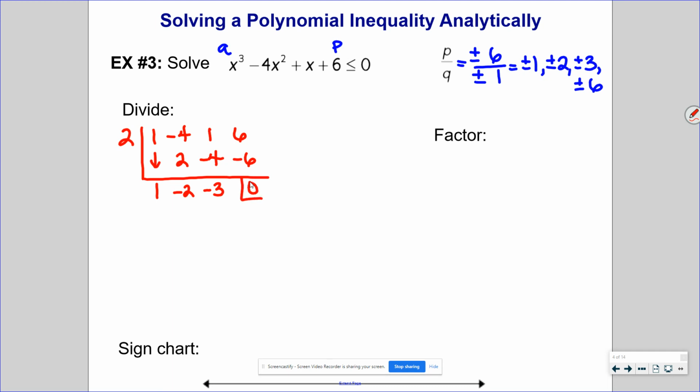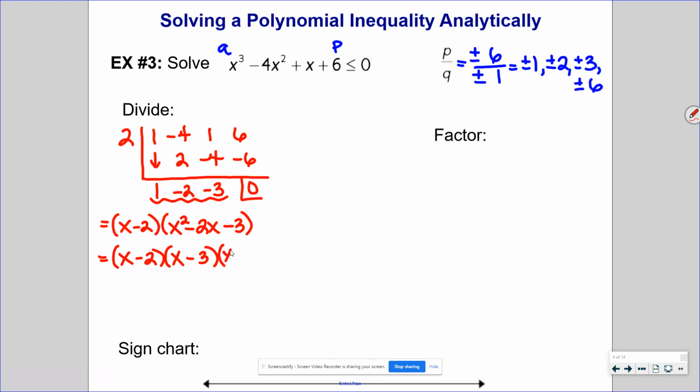And there you go, 2 works. So I know that x minus 2 is a factor. I also know from the bottom row of my synthetic division that x squared minus 2x minus 3 would also be a factor. And so I'm going to keep factoring all the way down. What times what equals -3 and adds up to -2? That would be -3 and plus 1. So now we have our function fully factored.